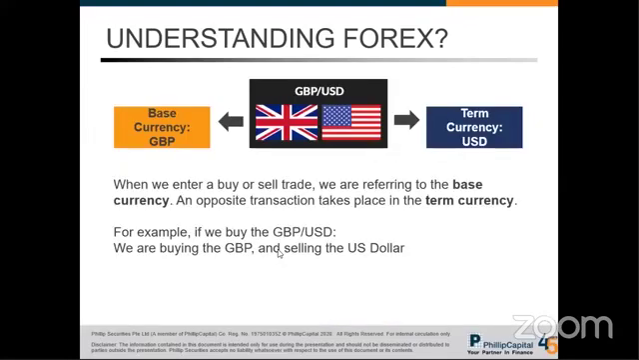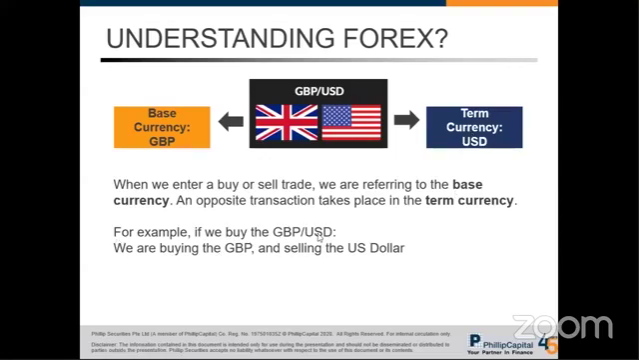Another thing we need to understand is base currency and term currency. Let's say I'm going to Malaysia. When I go to the money exchanger, I always see a bid and ask price. So we need to understand what the base currency and the term currency are. The easiest way to understand it is that the base currency is always on the left hand side, and the term currency is always on the right hand side. When we enter a buy or sell trade, we refer to the base, and the opposite transaction takes place in the term currency.